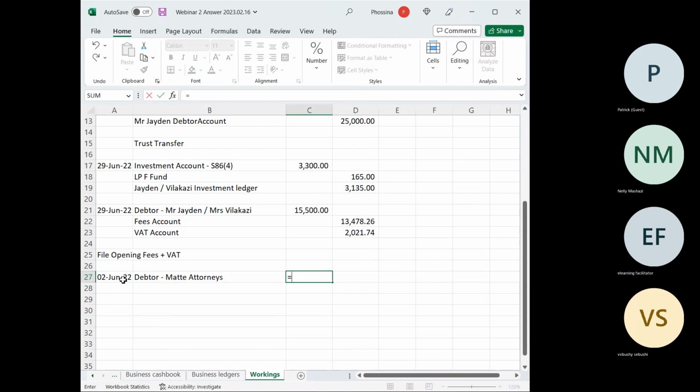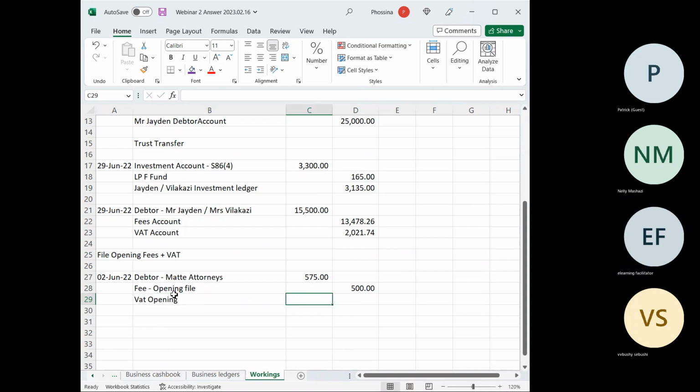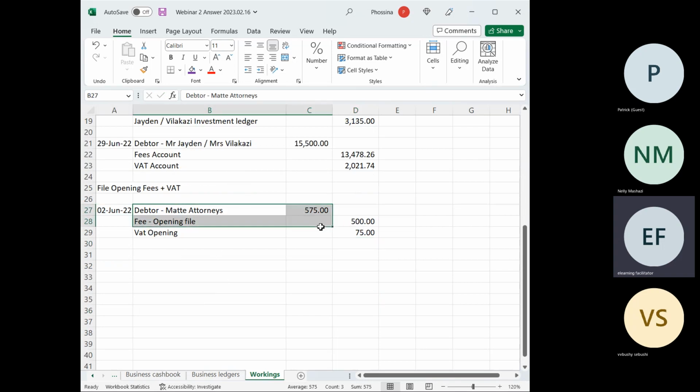And for opening the file, the fee is 500 plus VAT, which is 575. The fee for opening a file is 500, and then the VAT for opening a file is 500 times 15%, which is 75. So this is our first transaction that we've recorded.